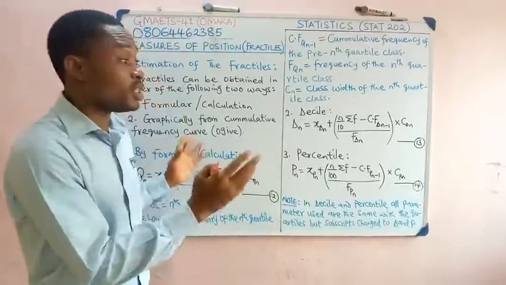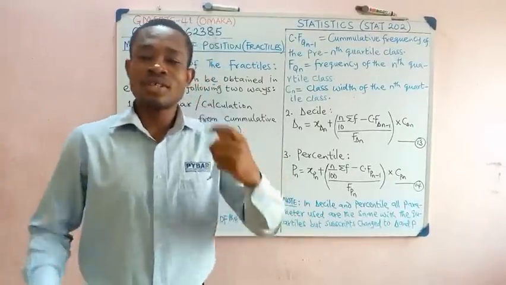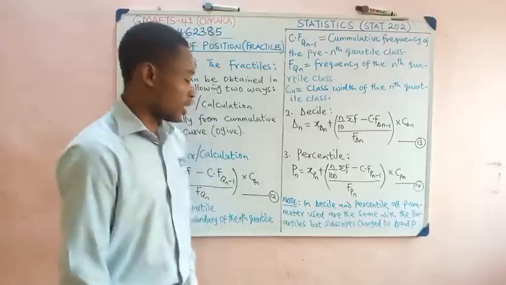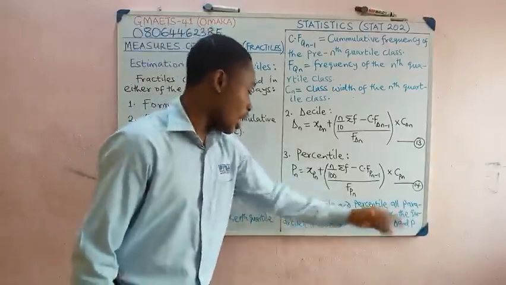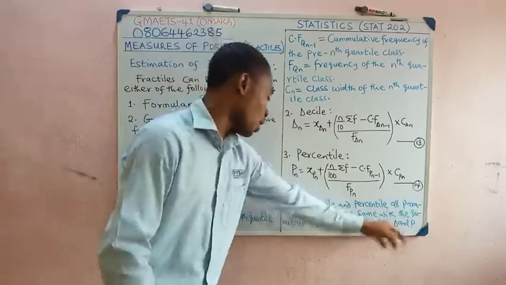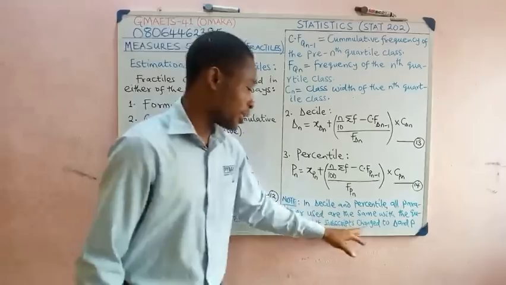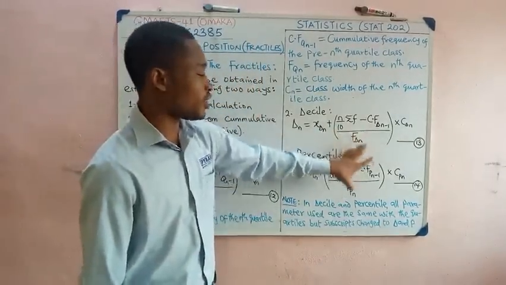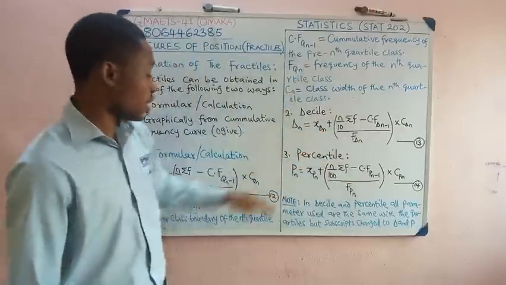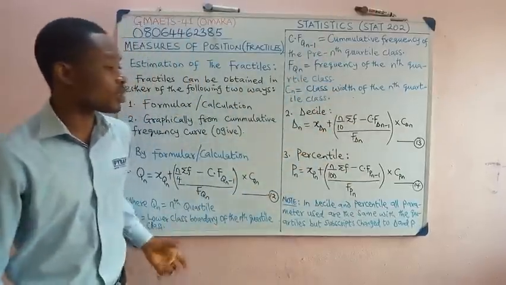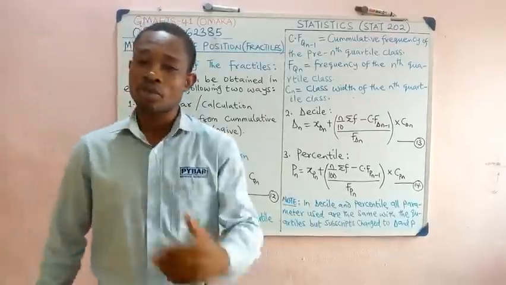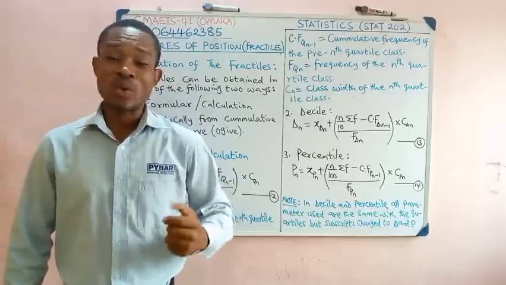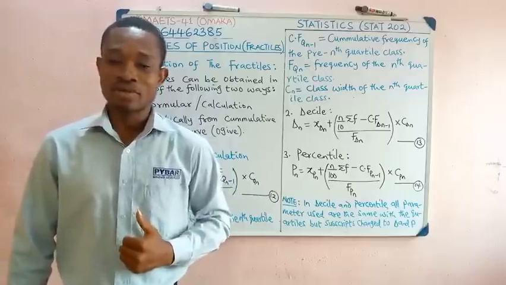So these are the formulas that you need to know. But as advice, you just need to memorize only one of the formulas, and it's going to guide you for the others. Note, in decile and percentile, all parameters used are the same as with the quartiles, but the subscripts change to D and P. That's why I didn't define these parameters again here. The only thing is the subscripts have to be changed to the particular fractile that you're dealing with. In the next video, we shall pick questions and then apply these formulas.